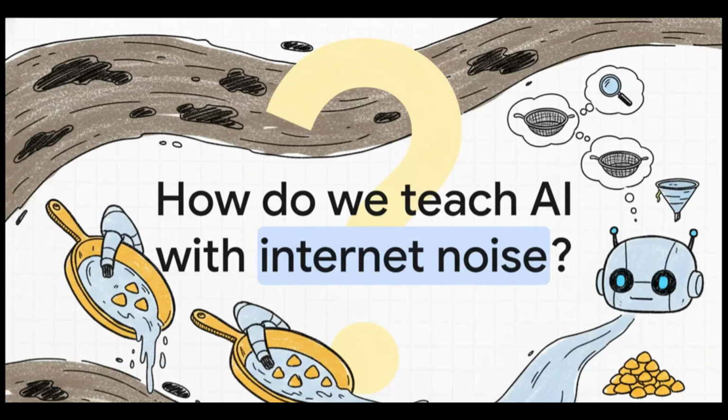Imagine the internet for a second as a massive, fast-moving, incredibly muddy river. If we want to teach an AI, we can't just have it drink the mud, right? We have to pan for gold. An AI model is fundamentally only as good as the data it learns from. If you feed it nonsense, you're going to get nonsense out. It's that simple. But how on earth do we sift through billions of web pages efficiently?